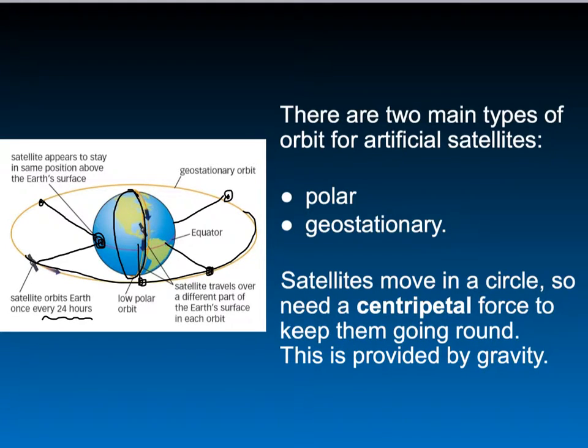Okay? Now, satellites are moving in a circle. We saw that before. Because they're moving in a circle, they are constantly accelerating. And also because they're moving in a circle, they need a centripetal force to keep them going round. Now, this is provided by gravity. If there was no centripetal force, then the satellite would fly off, so it wouldn't be kept within its orbit.